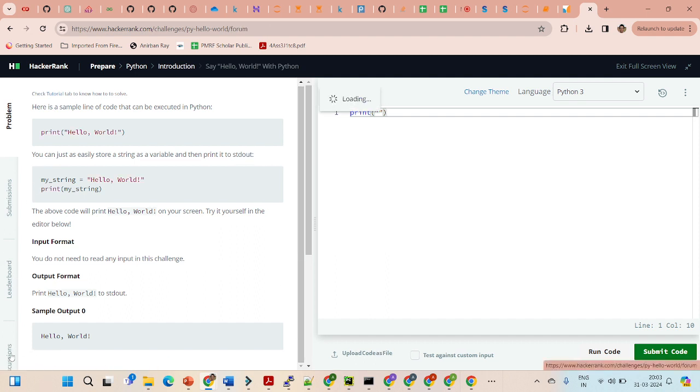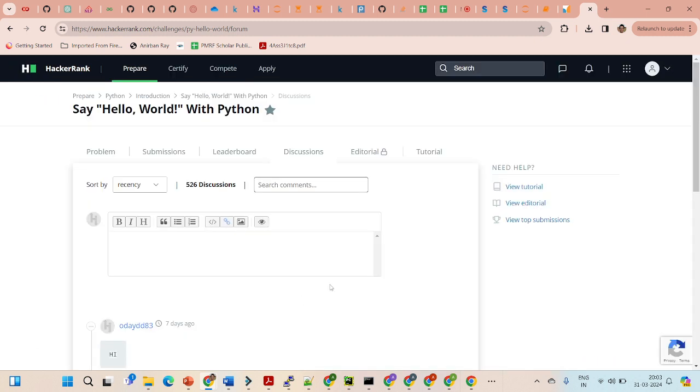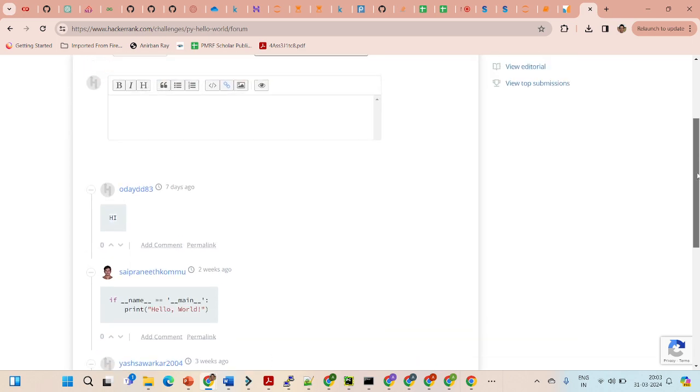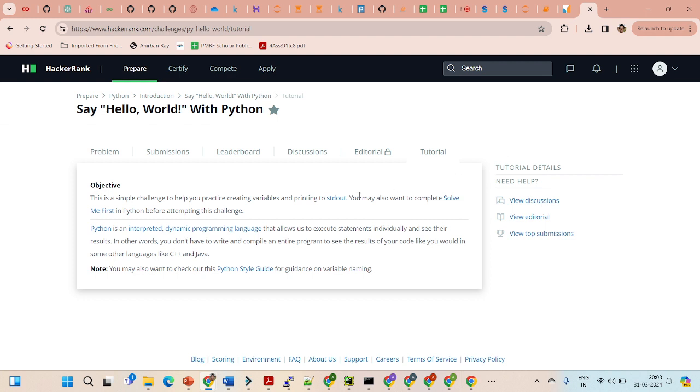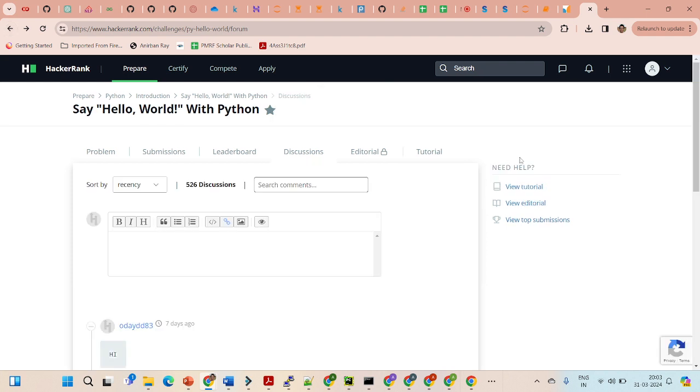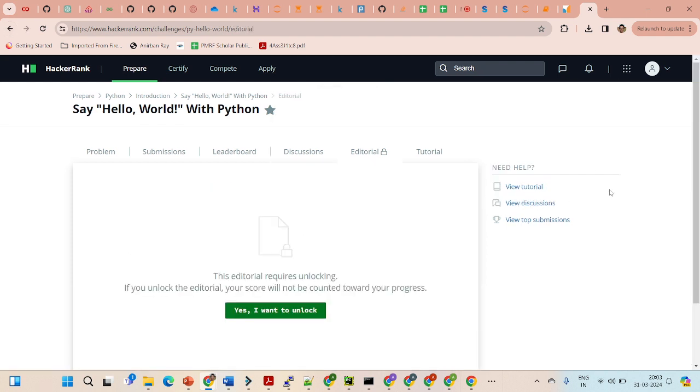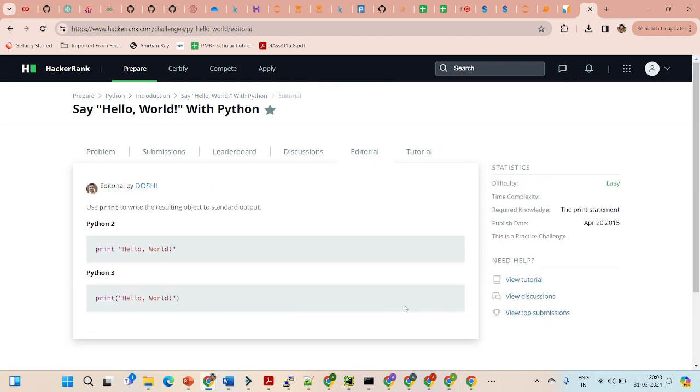So a discussion is given here, so you can see what others are saying, how to solve the problem. And there is an editorial here as well. A tutorial is there. From the tutorial you can learn, and the editorial is the answer actually. So don't see the editorial first. Use the tutorial, then try to code.